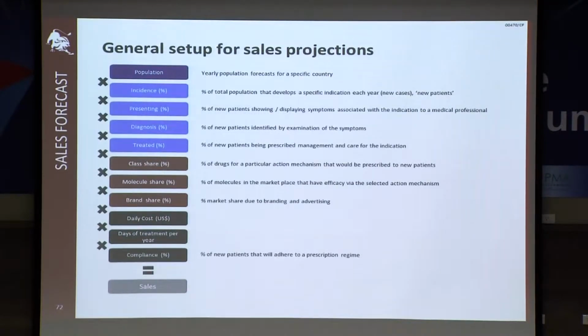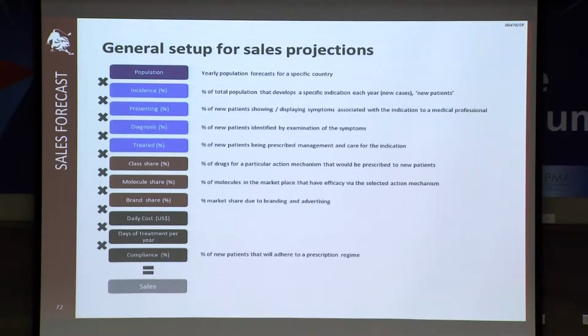So a general setup for how we do sales projections. And let's start from the very top. Population. Think of it as a funnel, and we get smaller and smaller as we go down the funnel. So we have population, yearly population forecast for a country or region. So this could be the country where you intend to sell your drug in. You have incidence, how many patients develop the disease each year.